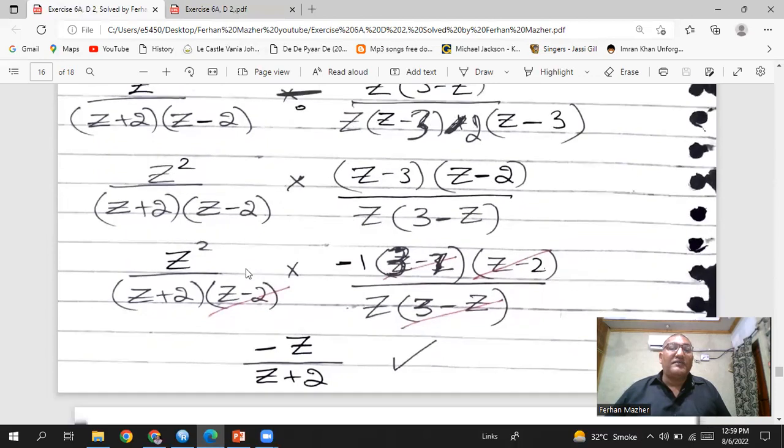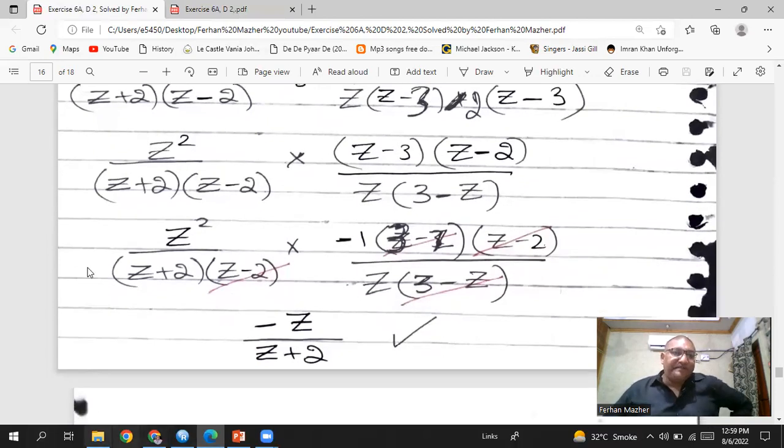So you can see that this and this have the same members, but there's a difference of sign. So from here, take minus 1 common. So this will become 3 minus z, and the rest of the thing is still the same. So this z minus 2 and z minus 2 will be gone.